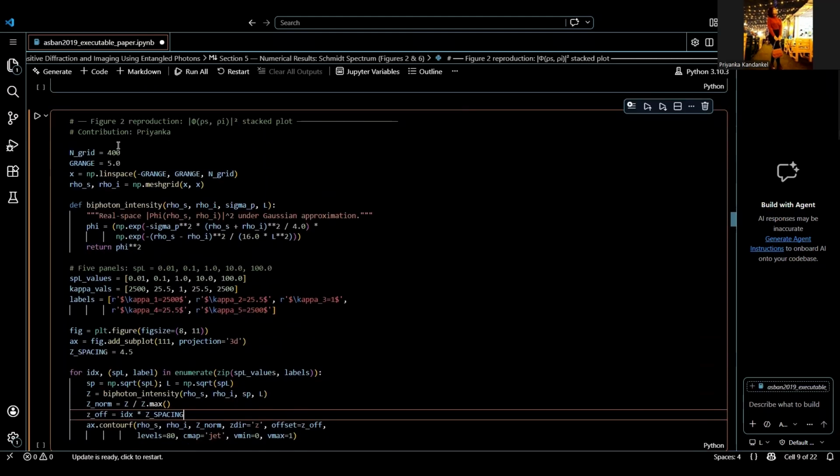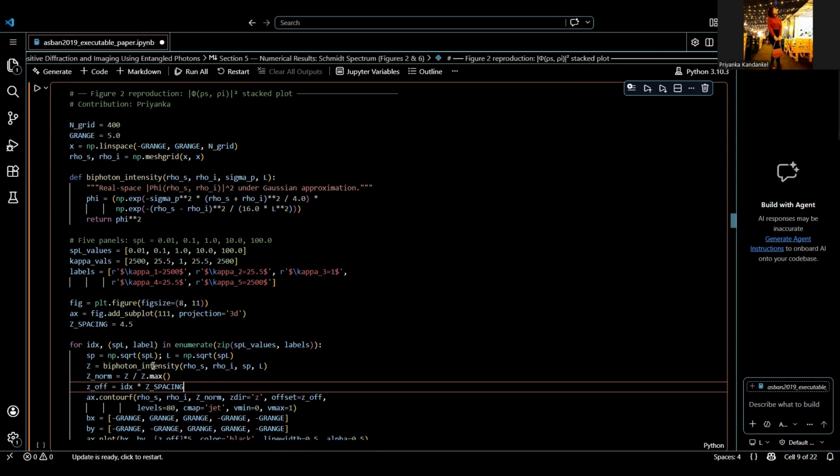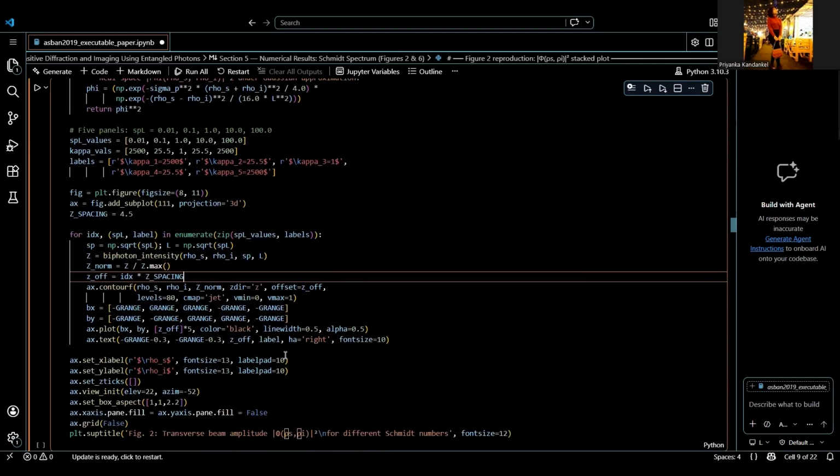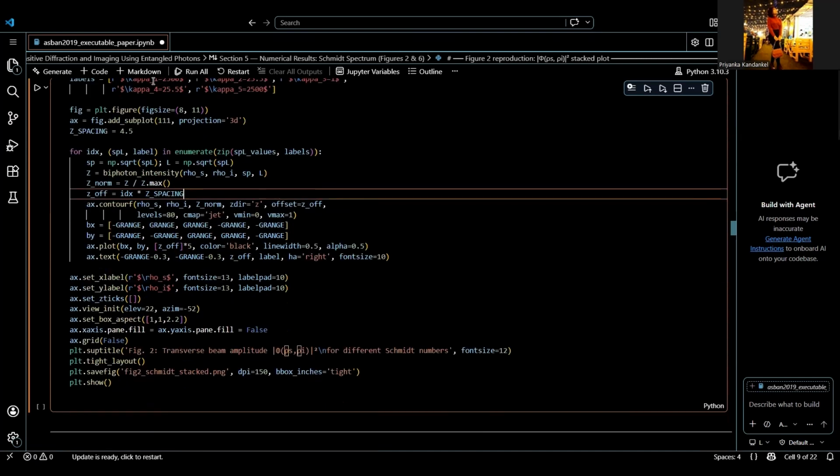So here, what I did is I created this 2D grid of points. You can see, I define my rho s and rho i as the axes of plotting, and then I compute this phi using the exponential under the Gaussian approximation, which returns this phi squared, which is basically my intensity. And I set my parameters the same as shown in the paper. And then I created this 3D plot having vertical spacing between the layers. And I created this for loop for the cases, and finally computed the intensity and normalized it so that the plots are comparable. So let me run this code.